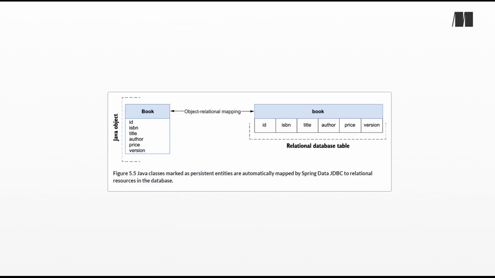As a persistent entity, the book record will be automatically mapped to relational resources. Class and field names are transformed into lowercase, and the camel case is translated into words joined by underscores. The book record will result in the book table, the title field will result in the title column, the price field will result in the price column, and so on. Figure 5.5 shows the mapping between the Java object and the relational table. Figure 5.5. Java classes marked as persistent entities are automatically mapped by Spring Data JDBC to relational resources in the database.